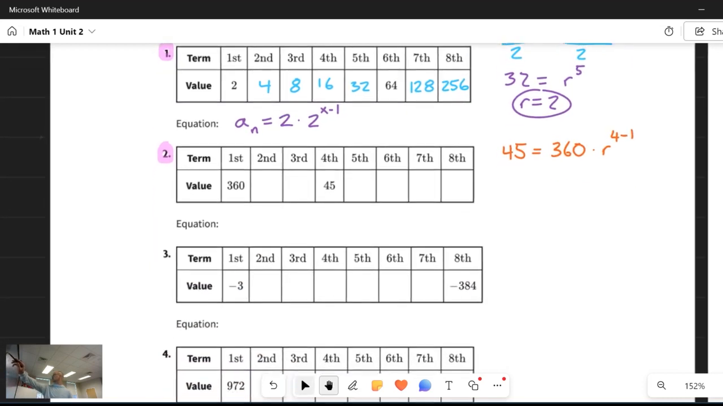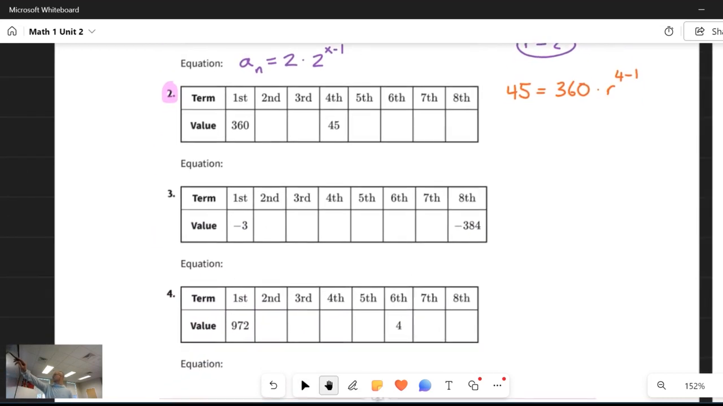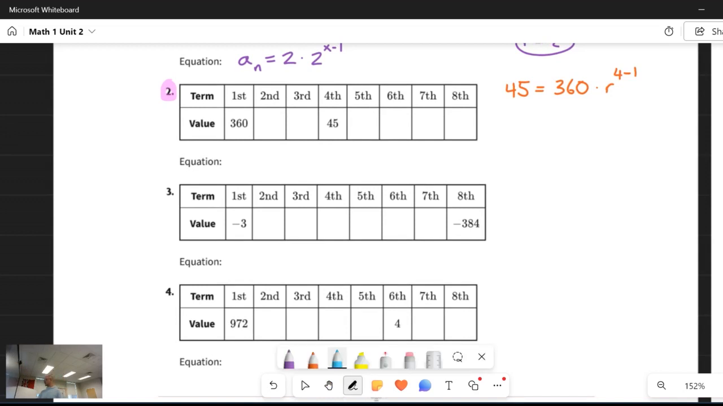Moving on to problem 2, we're going to do the exact same thing. I've already started this. In orange, we have something already written out where we used these 3 values in our equation: our 45, our 360, and our 4. I'm going to backtrack through that and solve. We divide by 360 because we're trying to get r by itself. Once we simplify, this gives us 1/8.